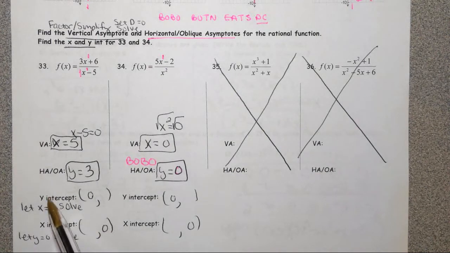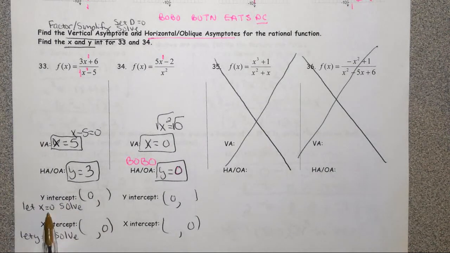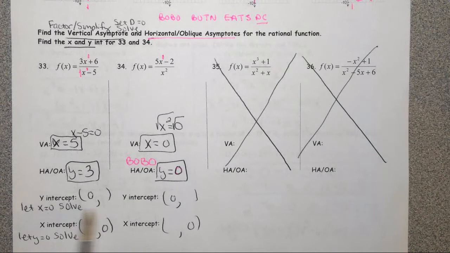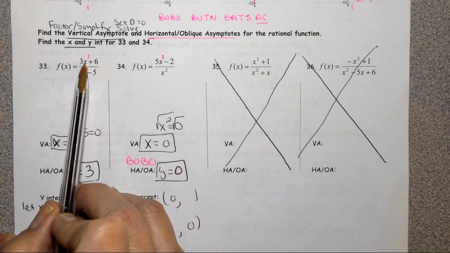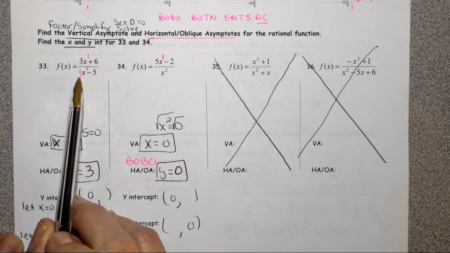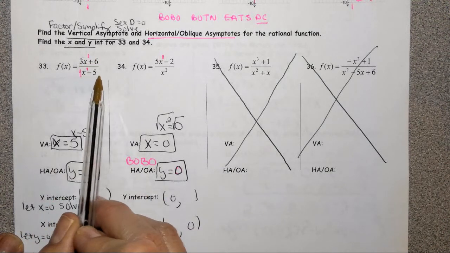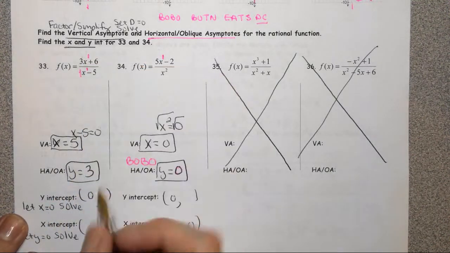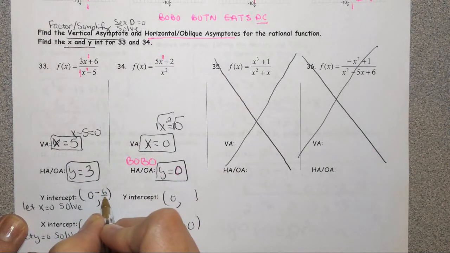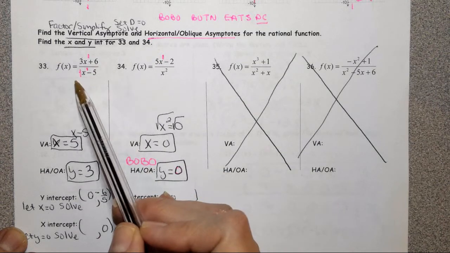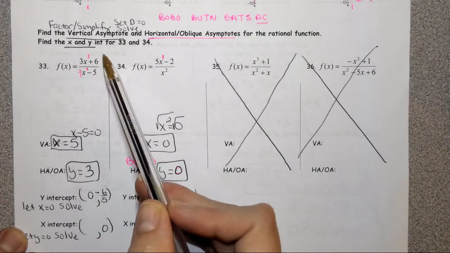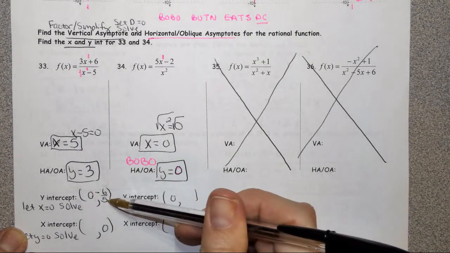Okay, to find your y-intercepts, you let x equal 0 in the equation, and you solve. So if I let this x be 0, I have 3 times 0 plus 6 over 1 times 0 minus 5, which is going to leave me with just negative 6 over 5. 0 plus 6 is 6. 0 minus 5 is negative 5. 6 over negative 5 is negative 6/5.